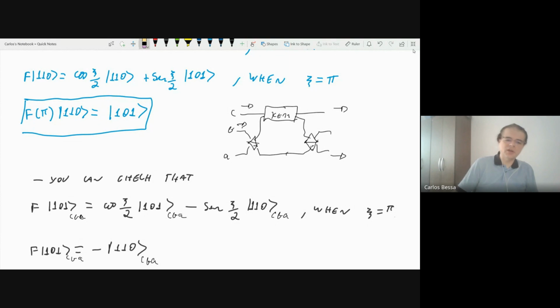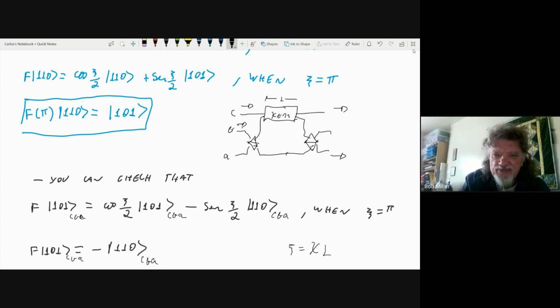Remember that the angle, this psi here originally, physically, is related to the susceptibility, that tensor of susceptibility times the distance, the length. Thank you.